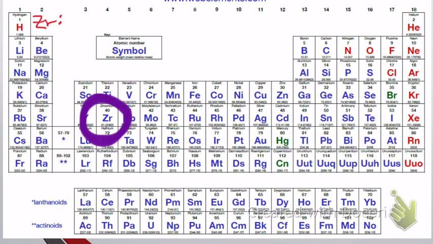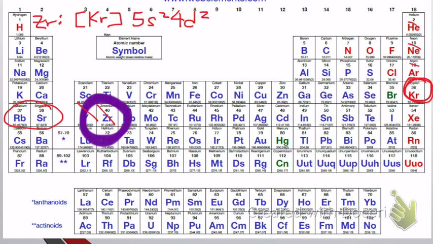So what you do is, we are in row 1, 2, 3, 4, 5. So you go down to row 4. 1, 2, 3, 4. That's the noble gas krypton. So in square brackets, you'd write krypton. Then we would just start filling in the electrons after krypton. So we'd have 5s2, and then zirconium is 2 over, so that's a 4d2. So that's the quicker and much easier way.